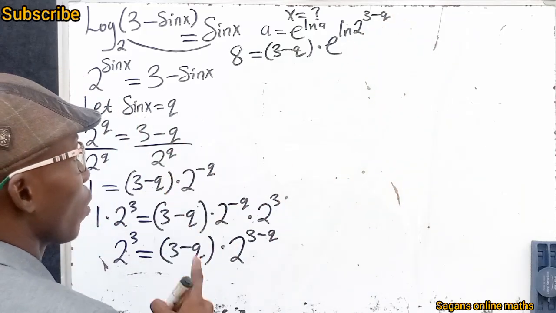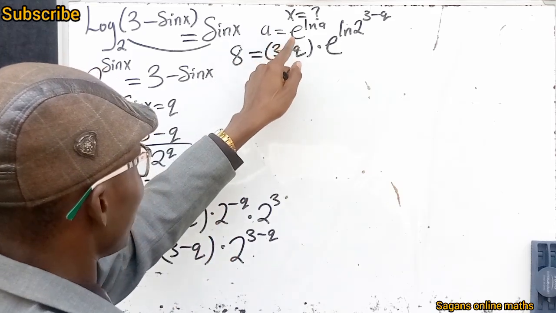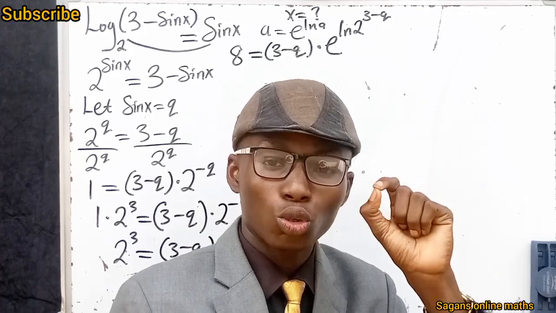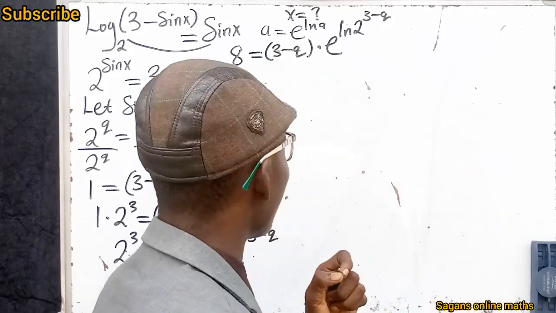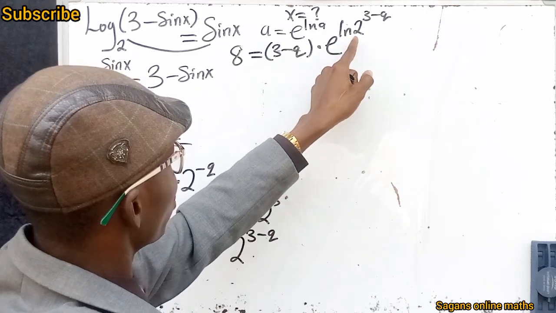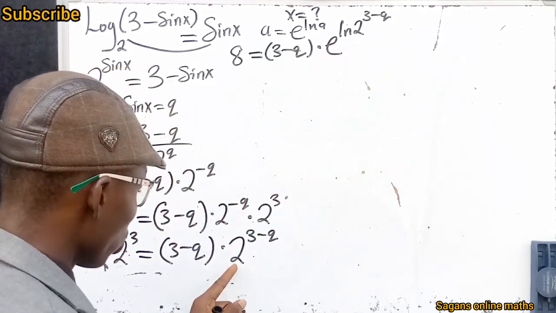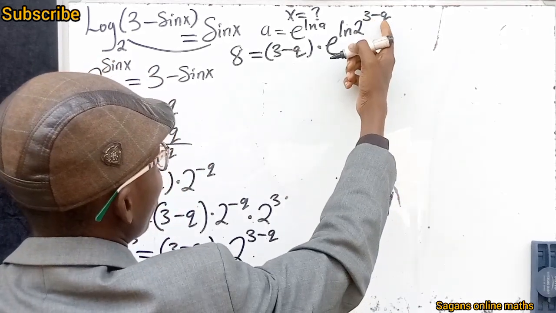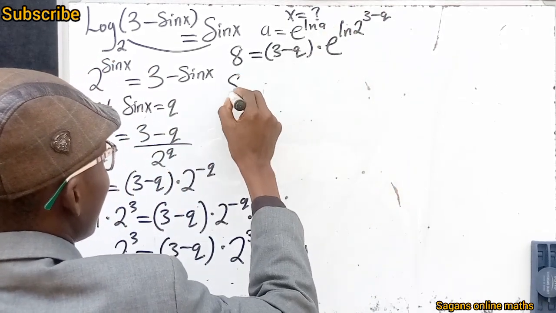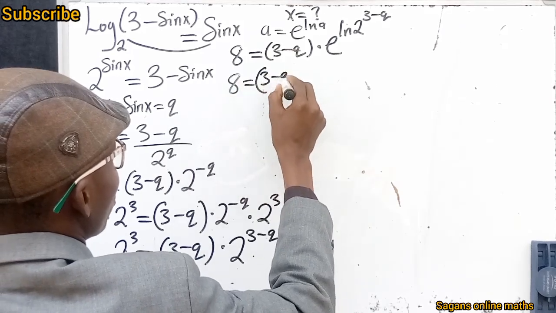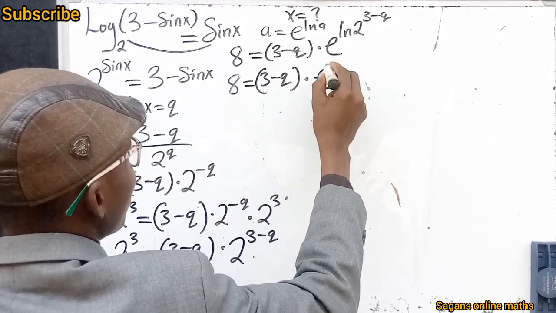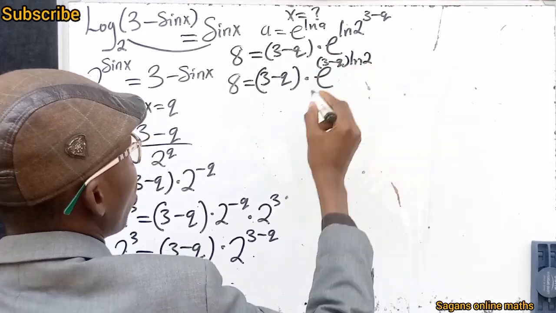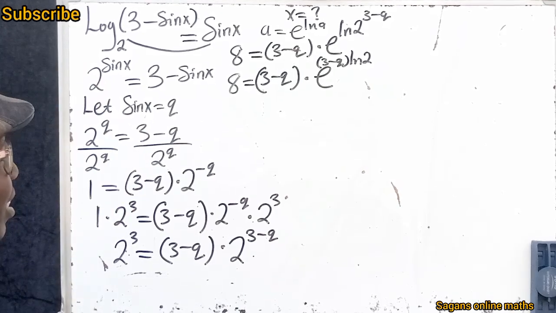As far as we are obeying this property, we are not wrong, because a is equal to e raised to the power of ln a. If you are watching my videos on this channel, I've already proved why e raised to the power of ln a is equal to a. Now if we simplify, e raised to the power of ln 2 to the power of 3 minus q gives the same thing as 2 raised to the power of 3 minus q. Let's also obey one of the properties: this power, 3 minus q, will go back to multiply the ln. So 8 equals 3 minus q, multiplied by e raised to the power of 3 minus q, ln 2. Wow, this is amazing.